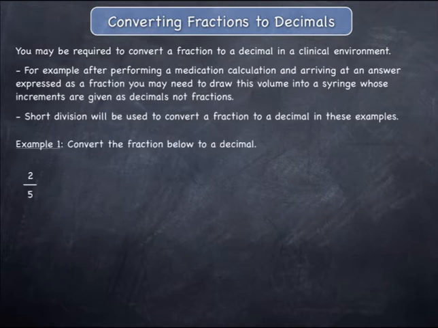Example 1. Convert 2/5 to a decimal. 2/5 is 2 divided by 5. You must always place the numerator, in this case 2, under the divide sign. To that, you add a decimal point and some zeros after it. This will provide a few decimal places of accuracy in the final answer.